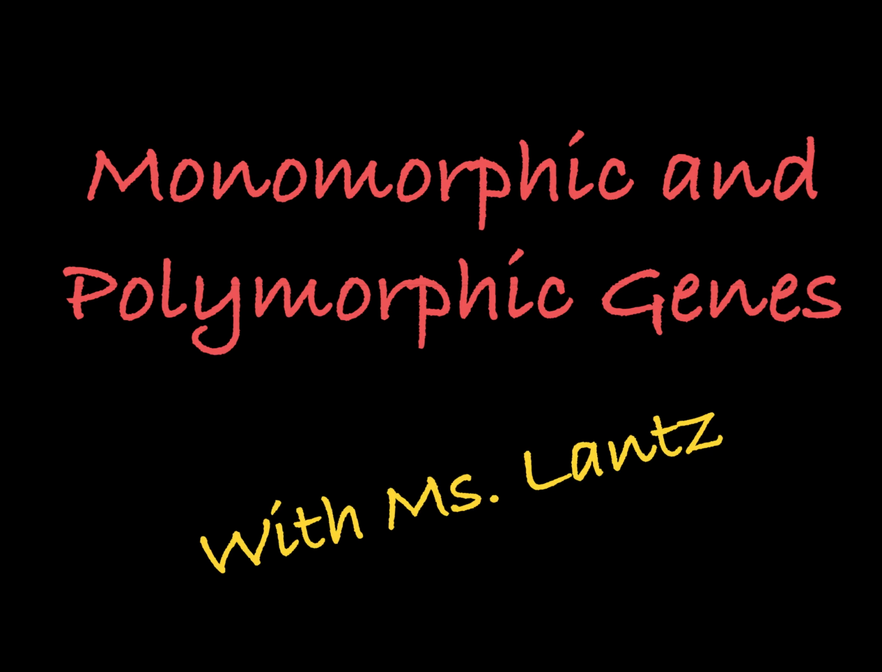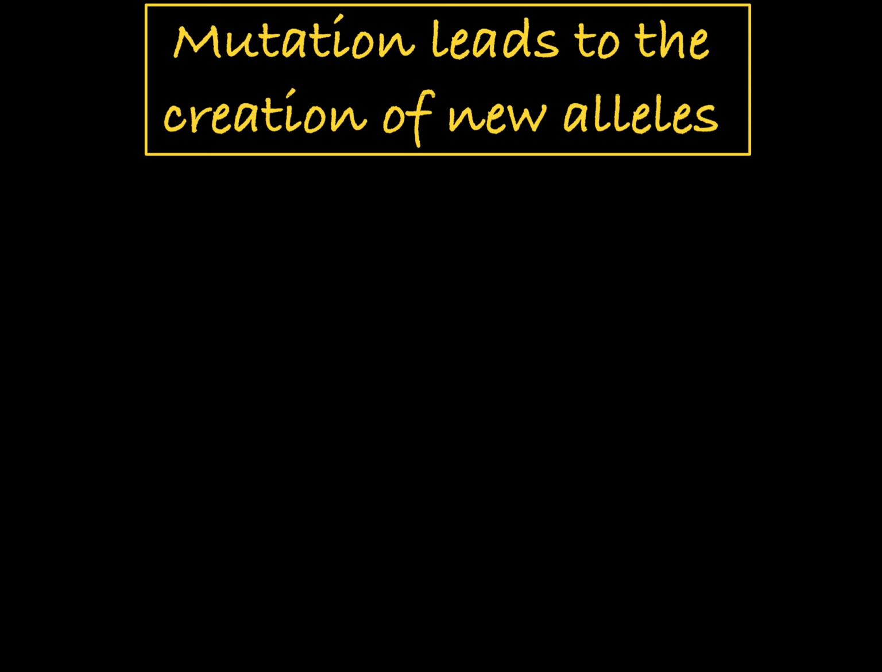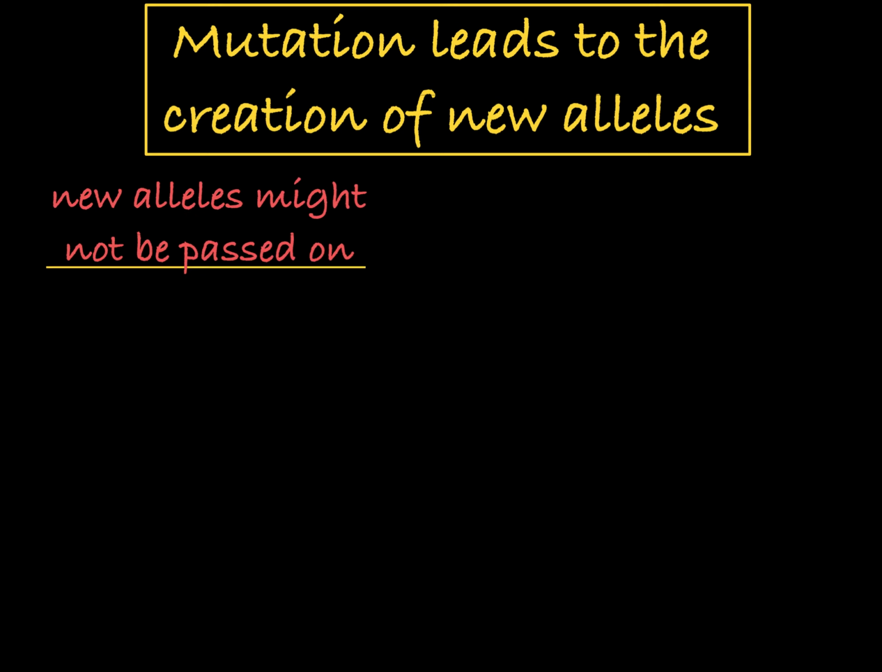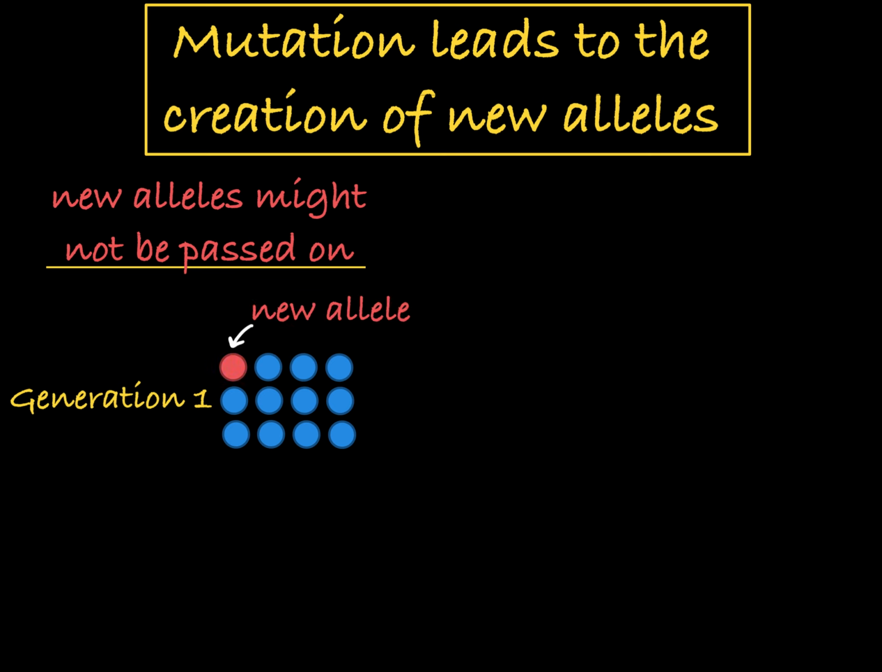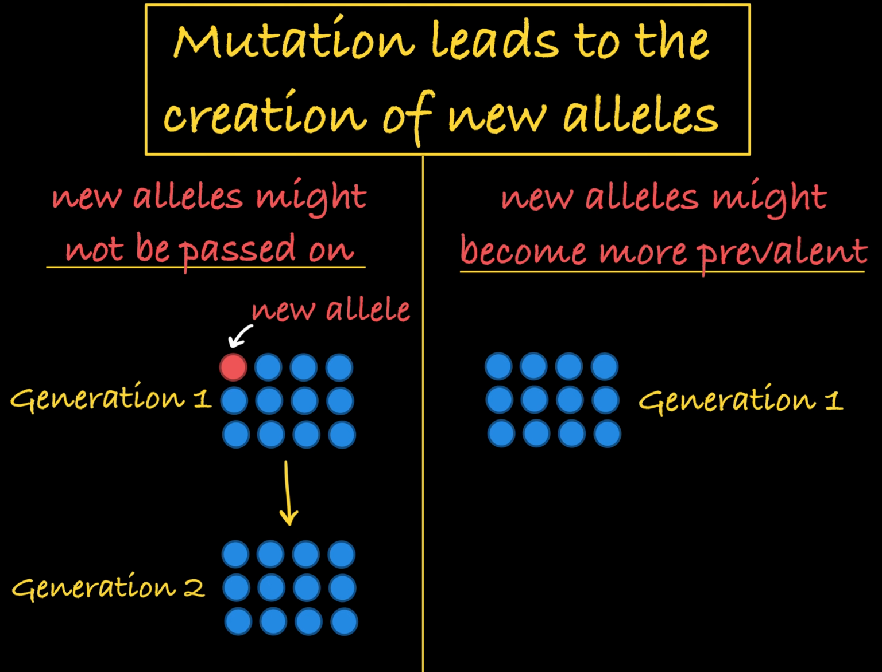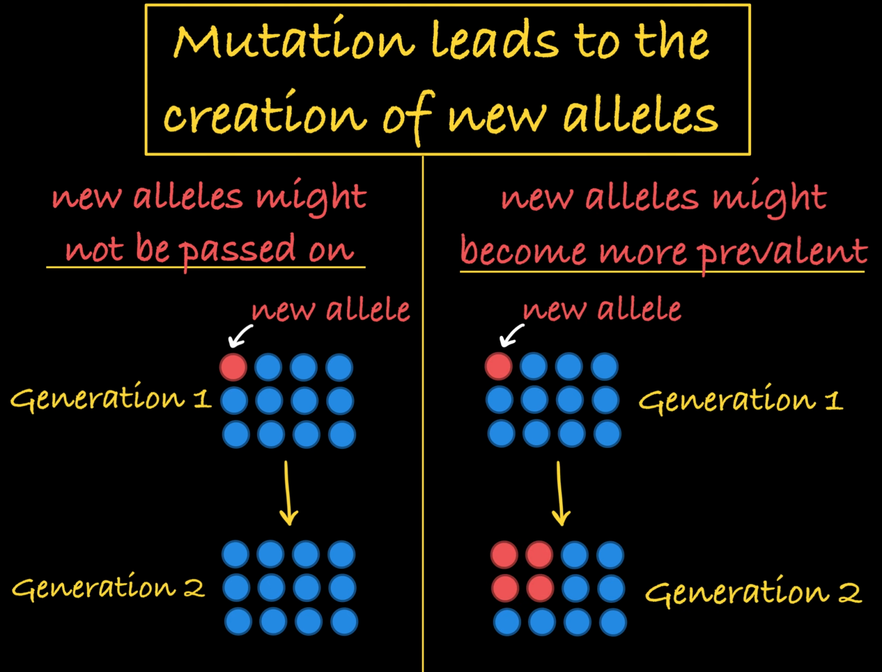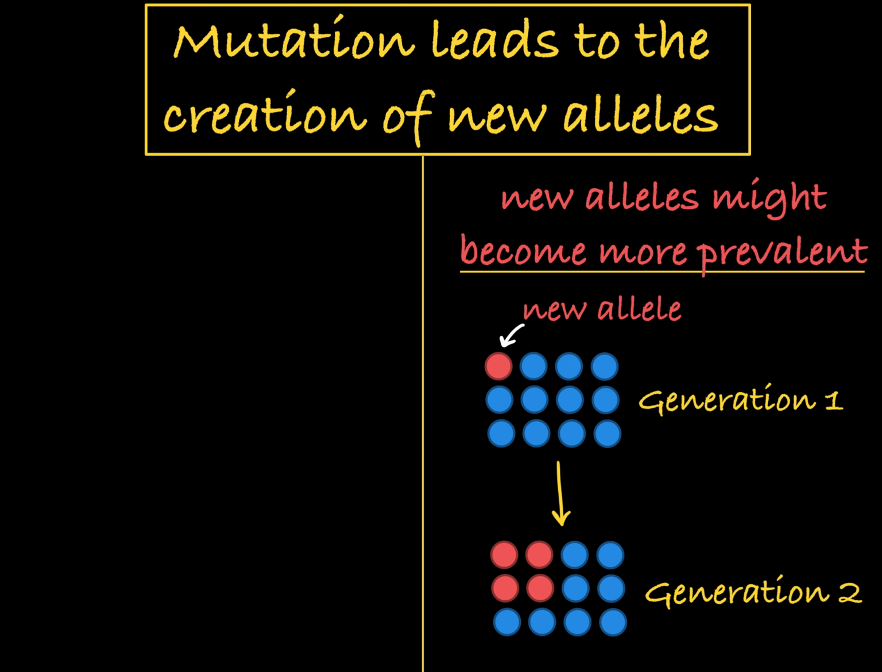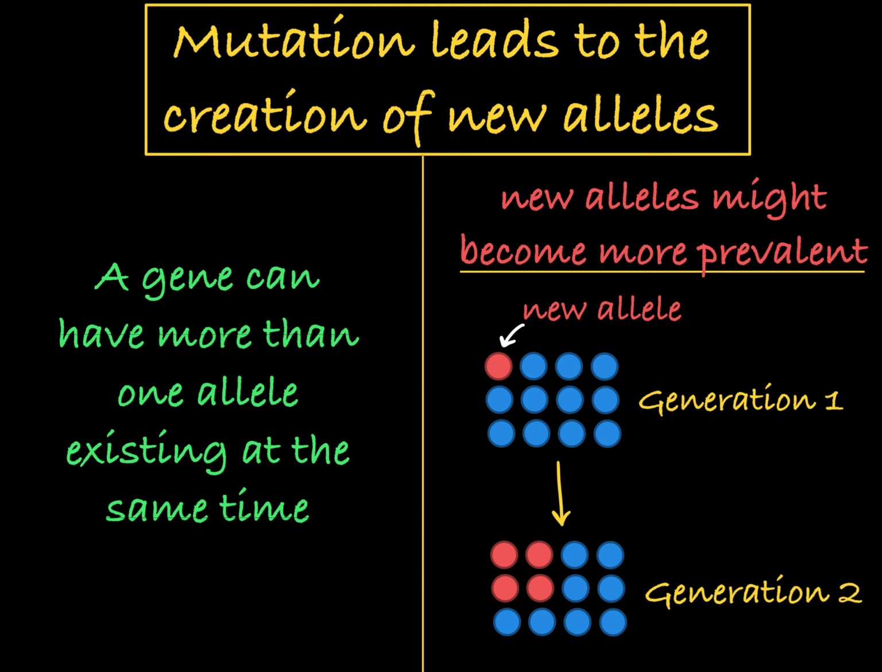Let's talk about monomorphic and polymorphic genes. Mutation can lead to the creation of new alleles or versions of a given gene. Sometimes the new alleles created through mutation in a single individual die off and disappear in the population from one generation to the next. And sometimes these new alleles take hold and become more prevalent in the population in the next generations. This means a single gene can have many different alleles existing at the same time.